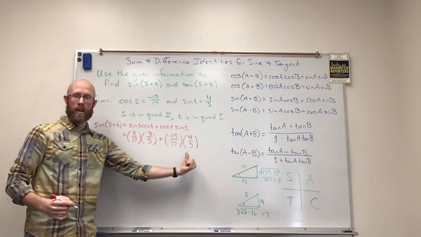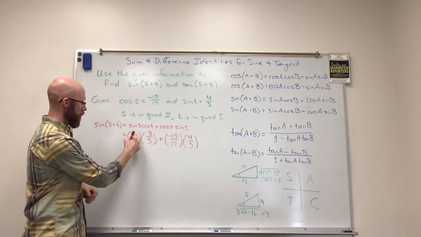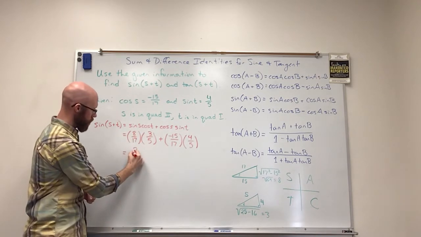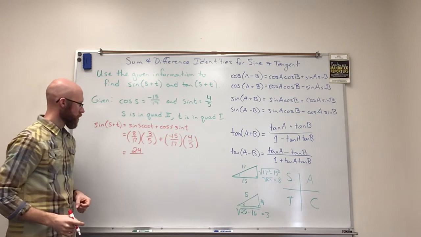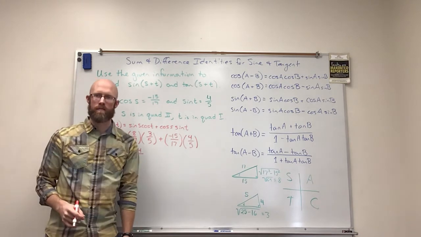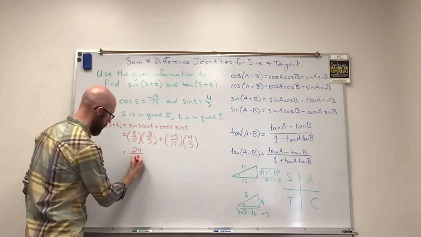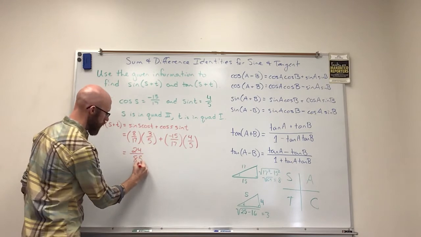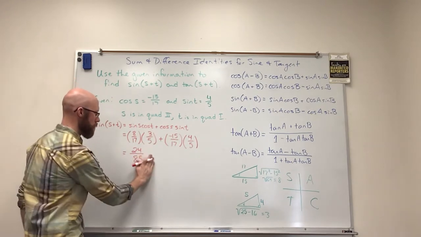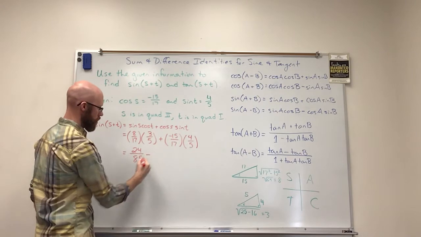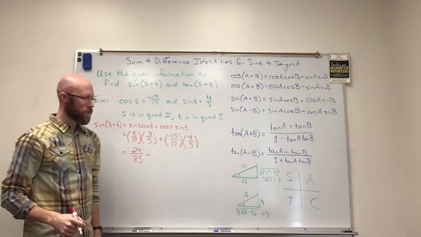And so from this I can simplify. 8 times 3 is 24. What's 5 times 17? 85? Yeah, 85. 24 over 85. This is going to be a minus, right? Because we've got the negative there. 15 times 4 is 60.